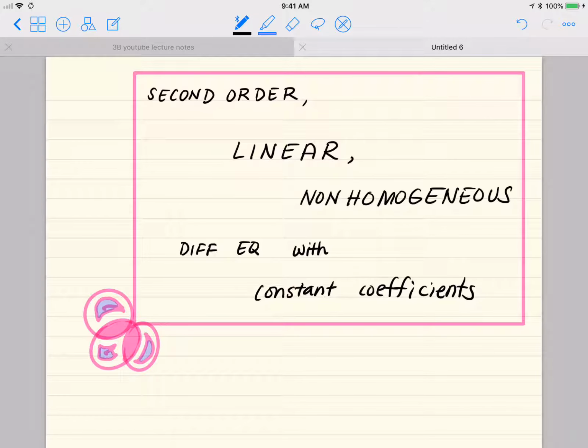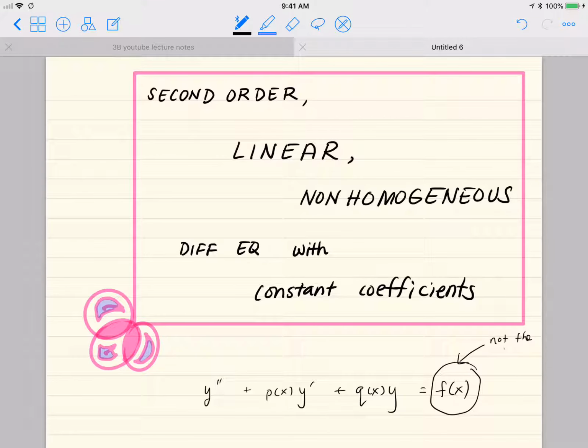So if it's second order and it's linear, we know it has to look like something like y double prime plus p of x y prime plus q of x y equals f of x. Okay, if it's non-homogeneous, then we know that the f of x is not the zero function.